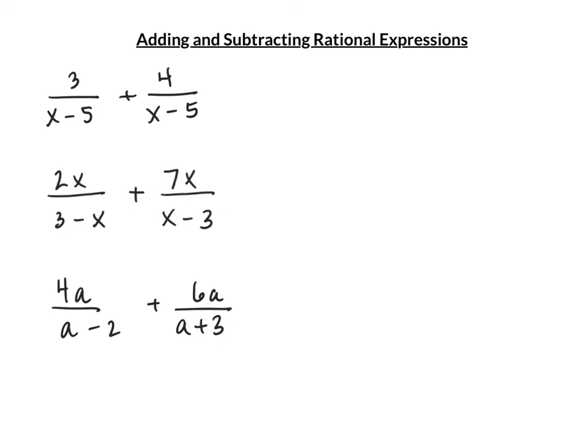Take a look at these examples. In this first one, they already have a common denominator of x minus 5. 3 plus 4 is 7. That's it. 7 over x minus 5.